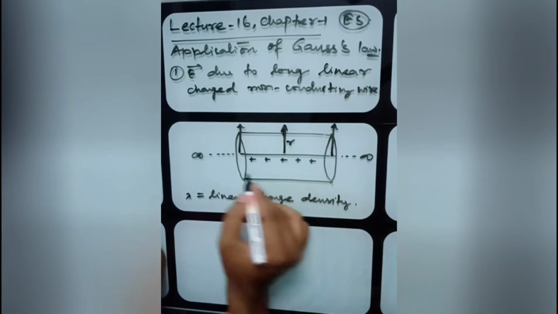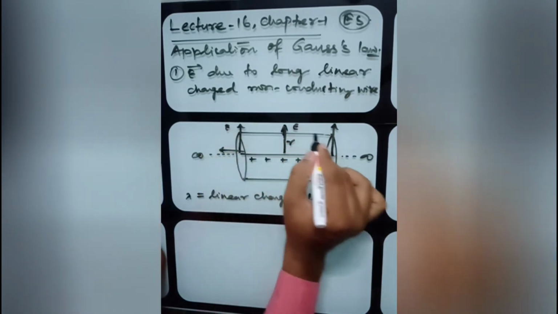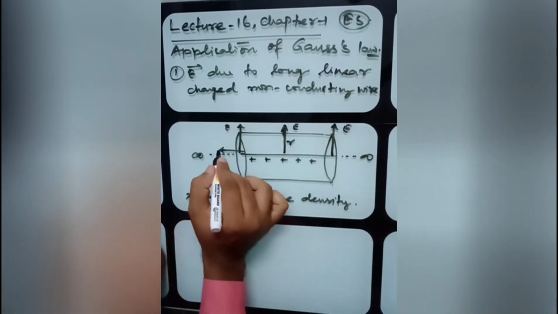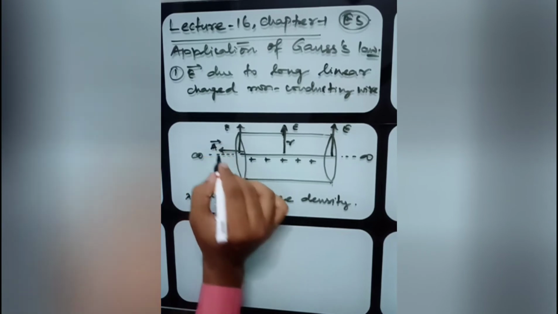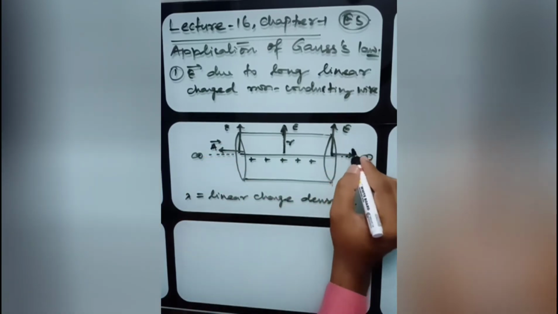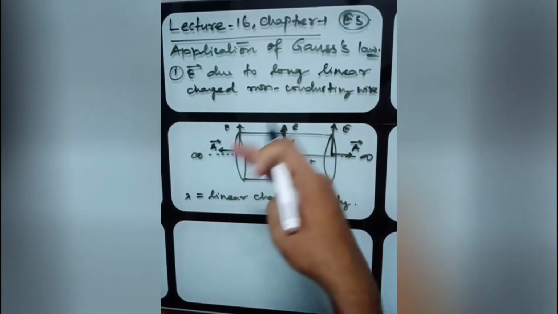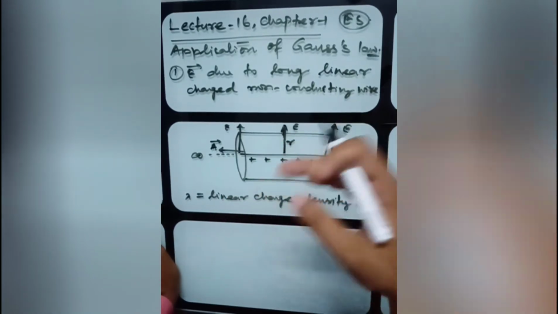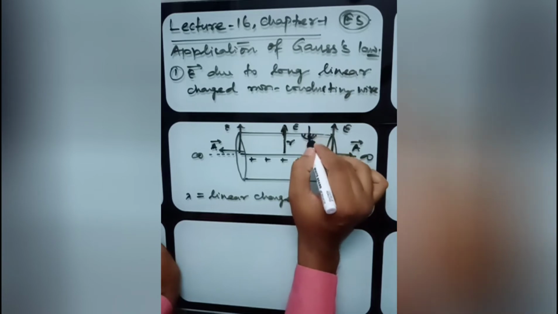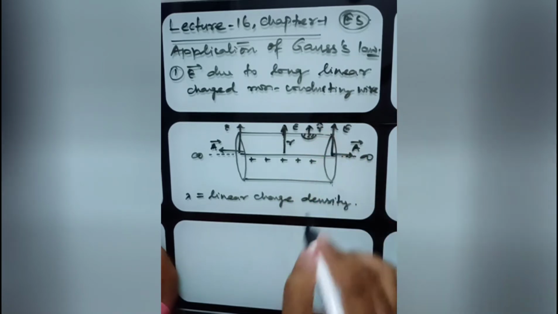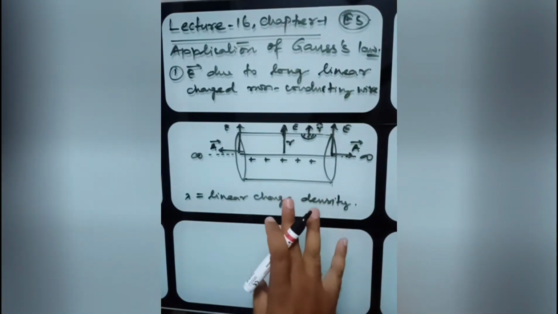But the area vector at this point, these are the electric field. Area vector over here will be in this direction. This is the area vector. Here the area vector will be in this direction. For this curved surface, the area vector will be considered along the r cap, radially outward. Students, we have already discussed this while solving an example.